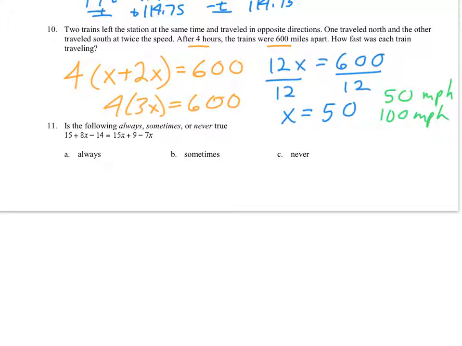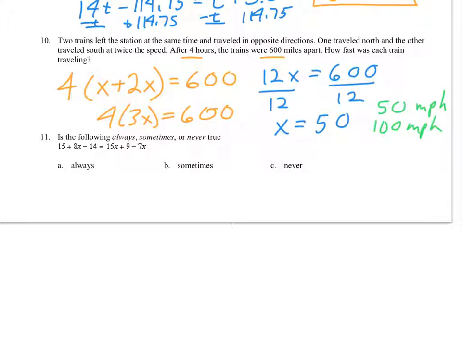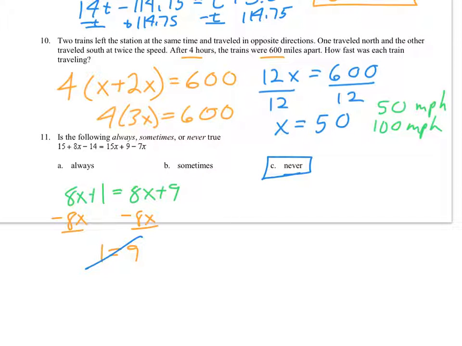And then looking at number 11, it's always, sometimes, or never true. So simplifying the left side, we get 8x plus 1. The right side, we get 8x plus 9. So we can certainly tell that something is up here because the 8x's match. We can see if we subtract 8x from both sides, we get 1 equals 9, which of course is not true. So that means that this would never be true. No matter what value you plug in there for x, you will not make that equation true.